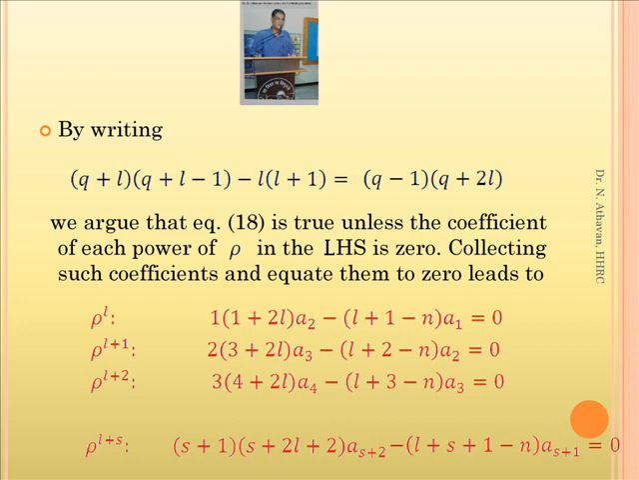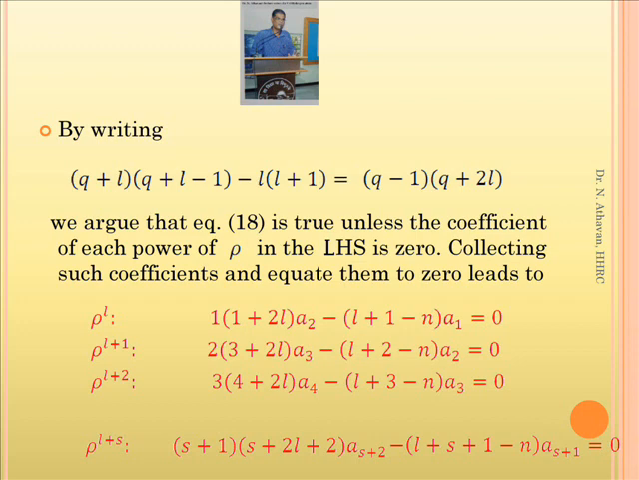So the rho l plus 1th coefficient is also 0. Similarly, we write the rho l plus sth coefficient as 0. So from this we get a ratio a_{s+2} by a_{s+1}, which is equal to (l + s + 1 - n) divided by (s + 1) into (s + 2l + 2).